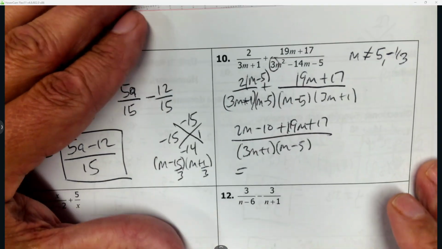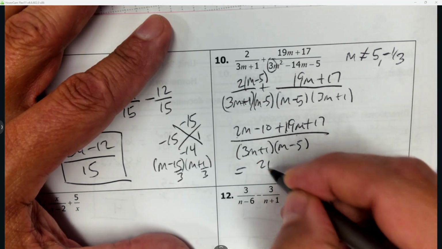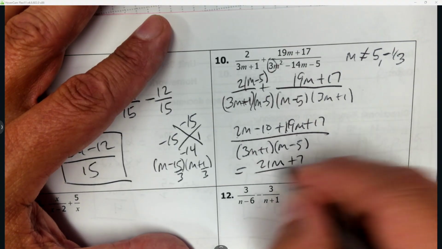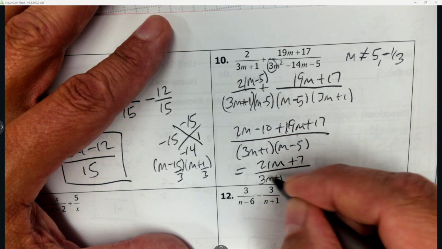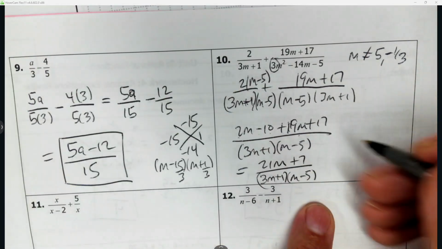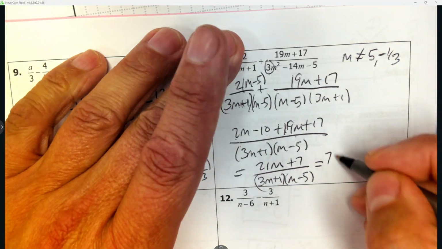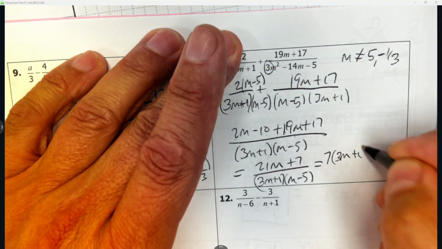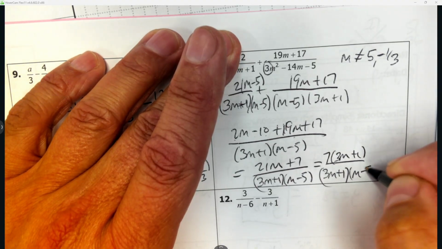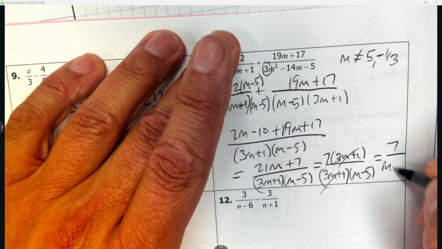And then I'm going to combine like terms. So 2 plus 19 is 21. Negative 10 plus 17 is 7. Now, if I factor out a 7, I get 3m plus 1. And they cross out and leave me with 7 over m minus 5.